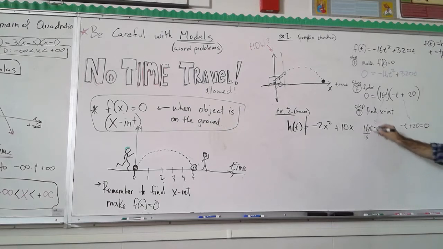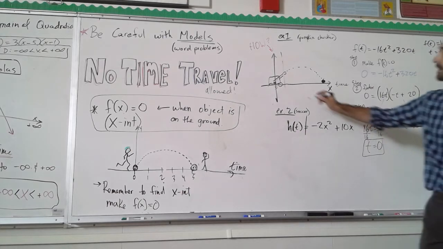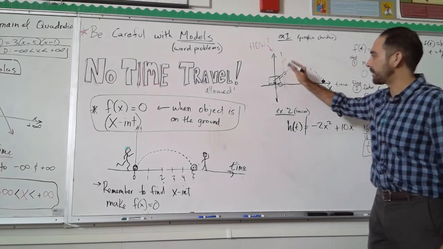All right, we got another situation. 0 over 16 gives us 0. All right, so t is equal to 0. And that makes sense because that's where the pumpkin is at the starting point and time is 0.